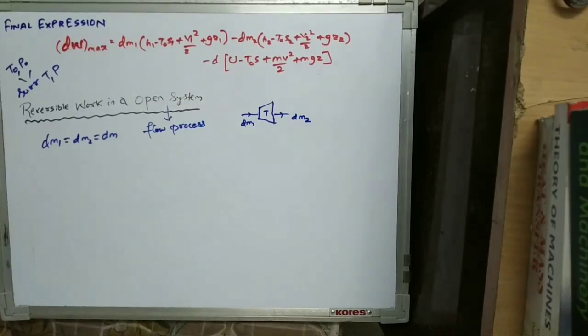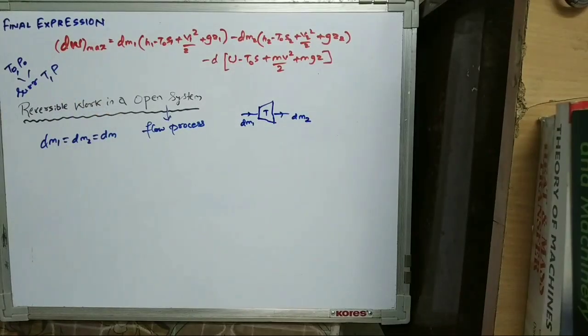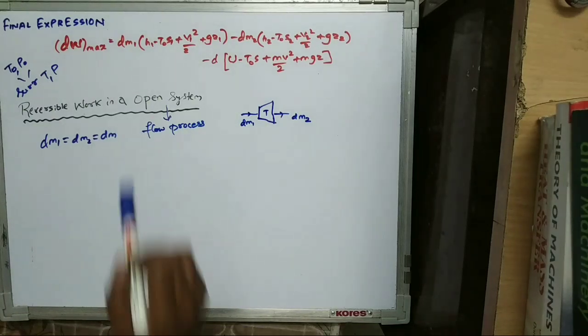So this is the final expression which we got from the previous class. Here is the W max formula, or differential of work. It is the expression for the maximum work of an open system which exchanges heat only with the surrounding at T0 and P0. What is T0? T0 is the surrounding temperature and P0 is the surrounding pressure. So today we will see the reversible work in an open system.